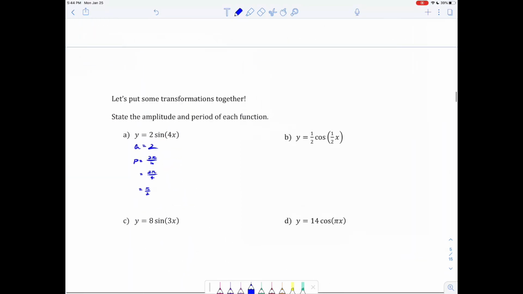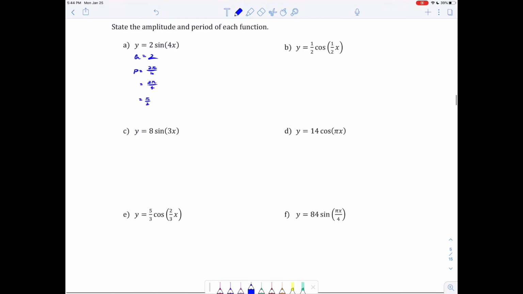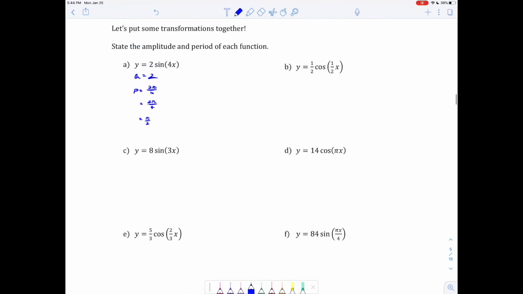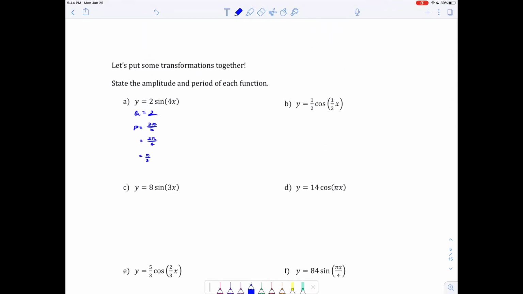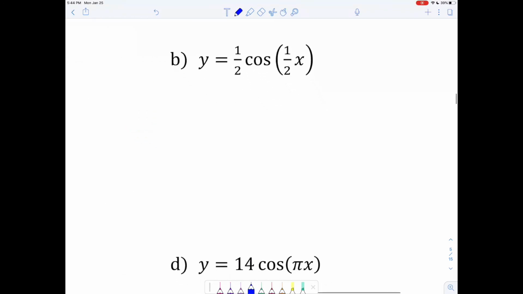There are some more on this page. So try those other 7, and then play this video again to see where you're at. I will, of course, begin. Amplitude is 1/2. The period is 2 pi over b. So that's 2 pi over 1/2, which means we have a period of 4 pi.